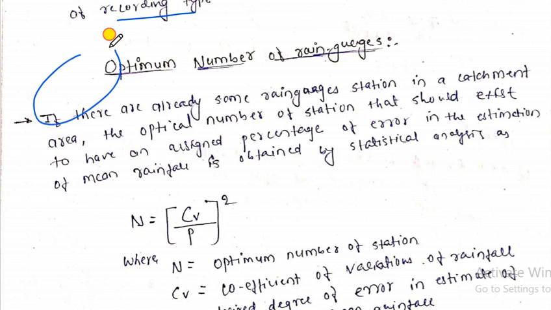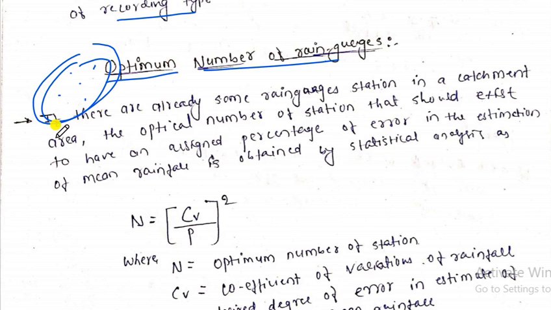If this is the catchment area, and if the number of rain gauges seems to be short, then of course we will get some errors in estimating the average rainfall, right? So to eliminate these errors, we need to calculate the optimum number of rain gauges or the additional number of rain gauges required in that catchment area.